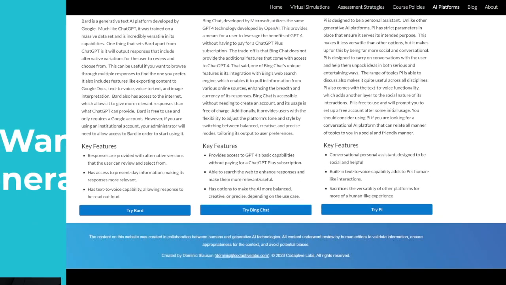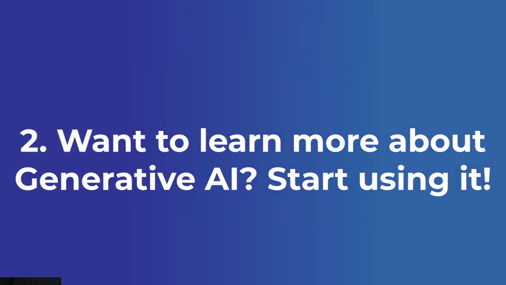And that brings me to my second tip. Want to learn more about generative AI? Start using it. At this point, there's tons of information out there about what generative AI is and what it's capable of. But that information only goes so far. If you truly want to gain a deep understanding of generative AI and how it can be used, really the best way to do that is to start using it.